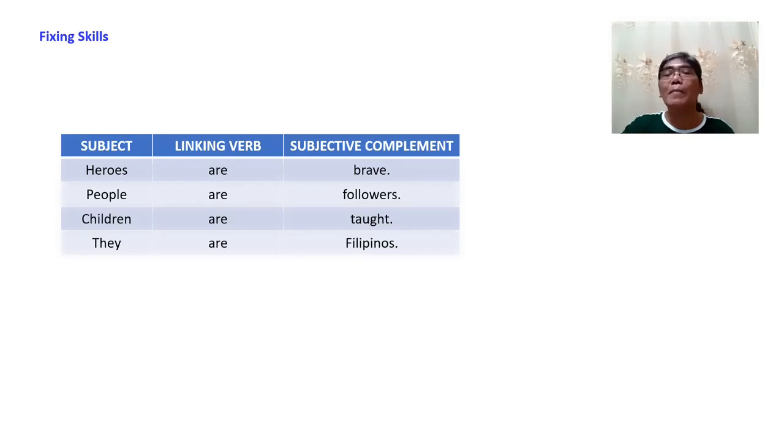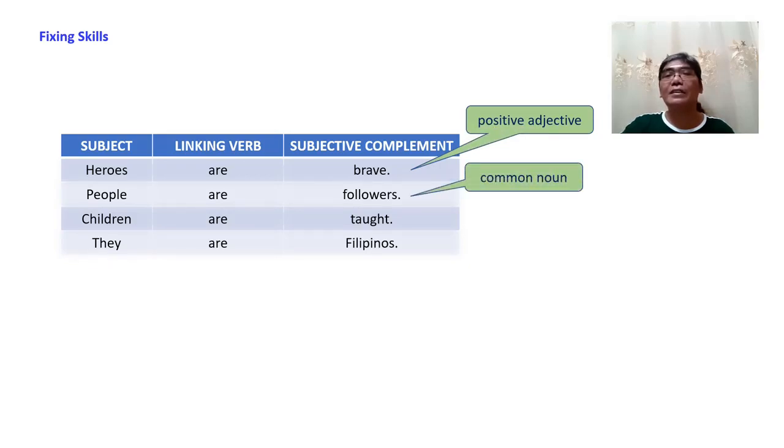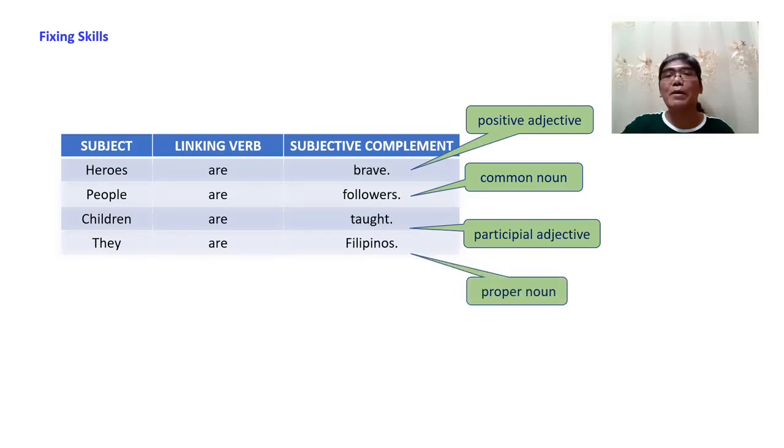For example, we have the positive adjective brave. We have the common noun followers. We have the participial adjective taught, and we have the proper noun Filipinos. All these subjective complements refer back to the subject of the given sentences.